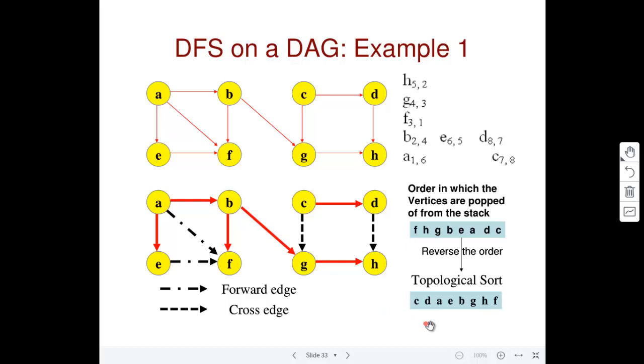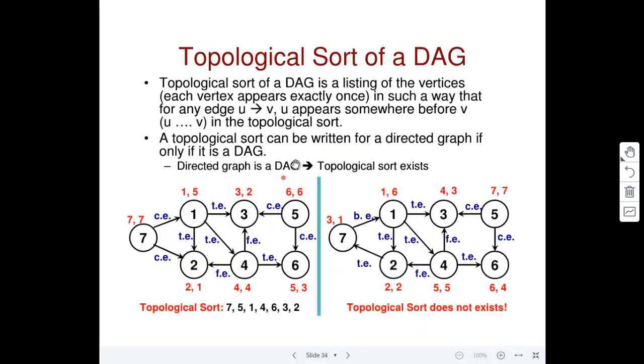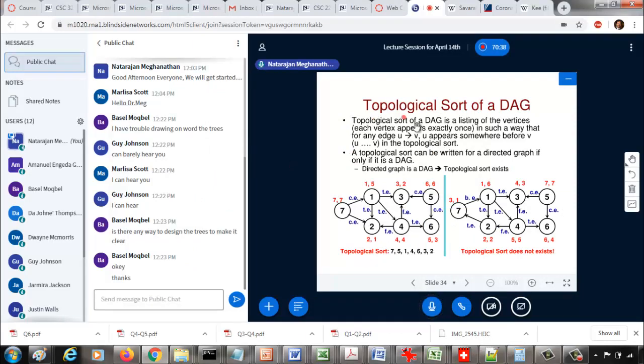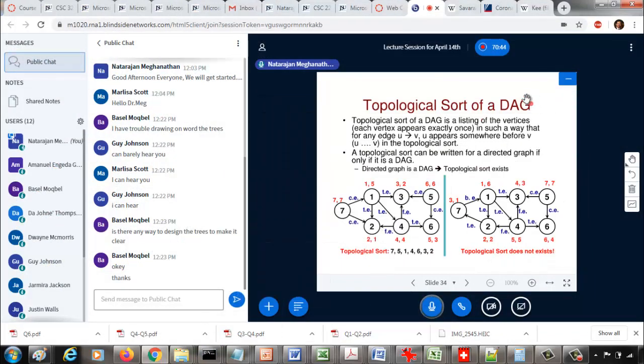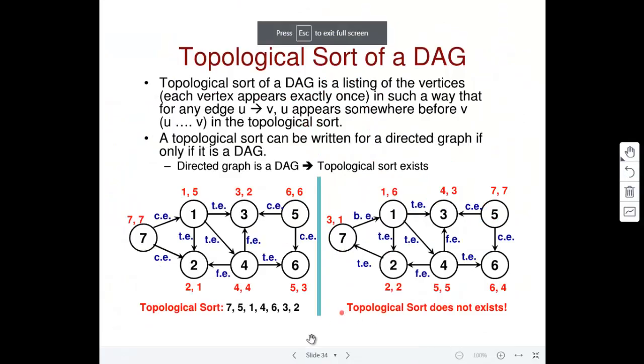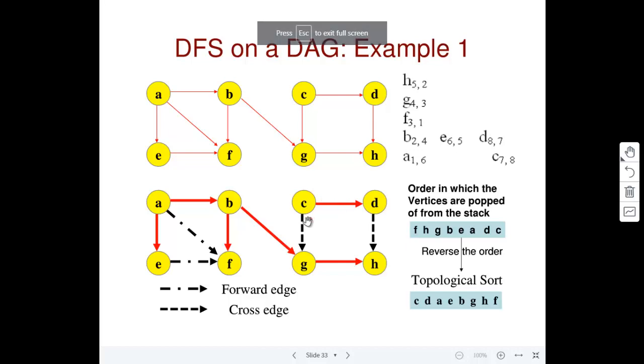Okay. So again, the requirement is that the directed graph has to be a directed acyclic graph, and for every edge from u to v, u should appear somewhere before v in the topological sort. So let us go back to this graph and see if that property is satisfied. There's an edge from E to F, and you can see E appears somewhere before F. There's an edge from A to E, A appears somewhere before E. There's an edge from A to B, A appears somewhere before B. There's an edge from B to F, B appears somewhere before F, and so on.